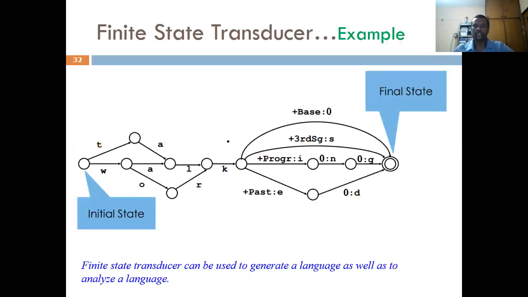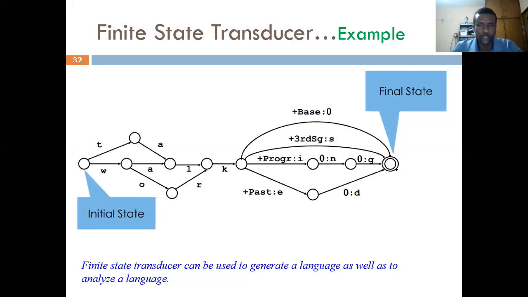Now have a look at this very simple finite state model. This is a finite state transducer as an example. Now, as you can see, what we have in here, the circles are the states, and the arrows or the X are the transitions. So we have the initial state and we have the final state. This is a very simple finite state transducer that is concerned about word creation in English.